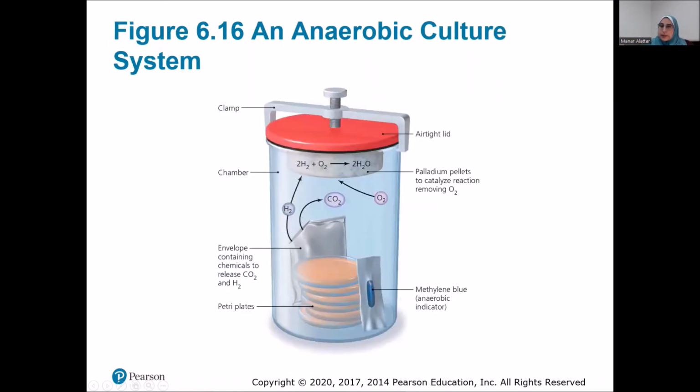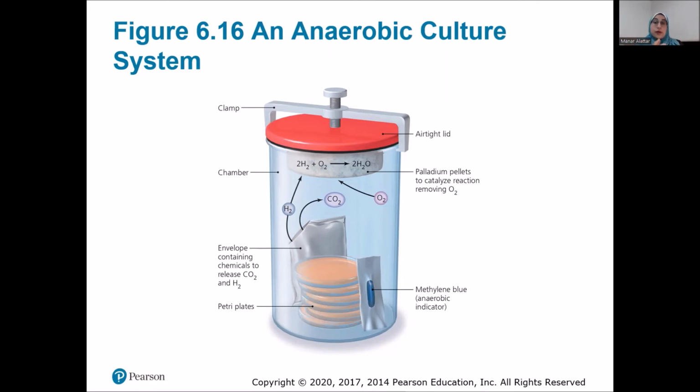Now, generally speaking, we incubate these plates and these tubes in the same way that we have incubated them in the lab, in an aerobic environment at 37 degrees Celsius. But you can actually change the temperature of your incubation if you're trying to see if an organism grows under lower temperature conditions or higher temperature conditions. You can also incubate these plates under various oxygen conditions.